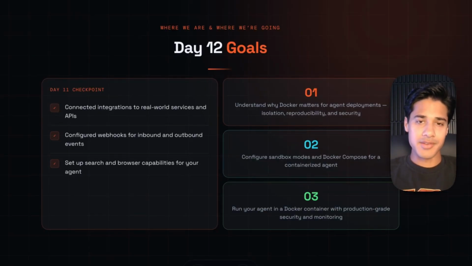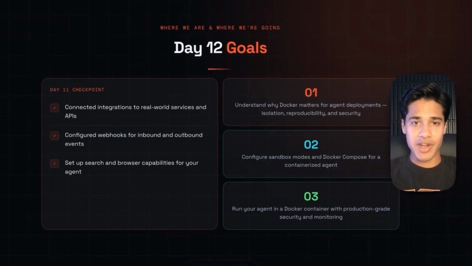Today, we're covering three things. So first, why Docker matters specifically for OpenClaw agents. So isolation, reproducibility, sandboxing, and the security boundary it provides. Second, the practical setup. So the Docker Compose configuration, sandbox modes, volume mounts, and networking. And third, production patterns. So how to run your containerized agent with systemd, log rotation, health checks, backups, and a zero downtime update strategy.